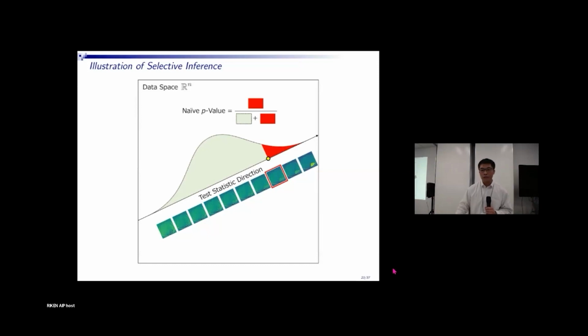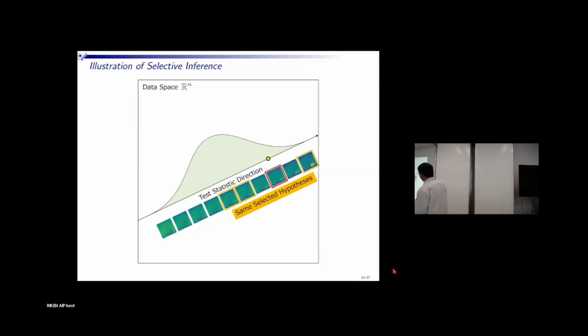And what selective inference does is as follows. Now, we only pick up the cases where the same hypotheses are selected. In this orange region, suppose that the same set of hypotheses, this saliency region, is selected. And focusing on the particular case where the same hypotheses are selected, the selective p-value itself is defined as follows.